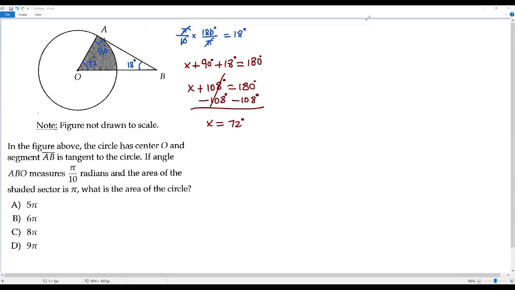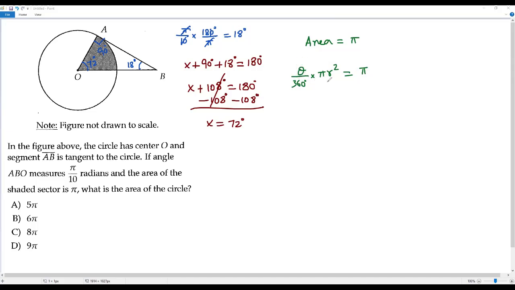Now let me consider the area of the sector given in the question. The area of the shaded sector is pi. Let me write it over here. Since this shaded region is a sector, we can use the formula to find the area of a sector of a circle. That is theta over 360 degrees times the area of the circle, which is pi r squared, and that is equal to pi. Here r is the radius of the circle and theta is the central angle of the sector. Just now we got it, that is 72 degrees. So we can plug in 72 degrees for theta.